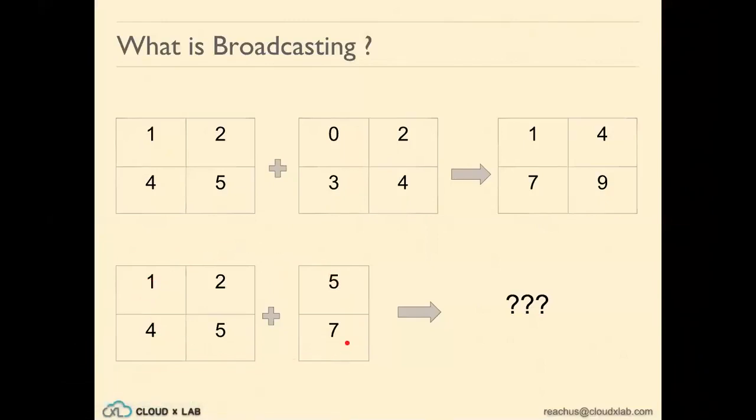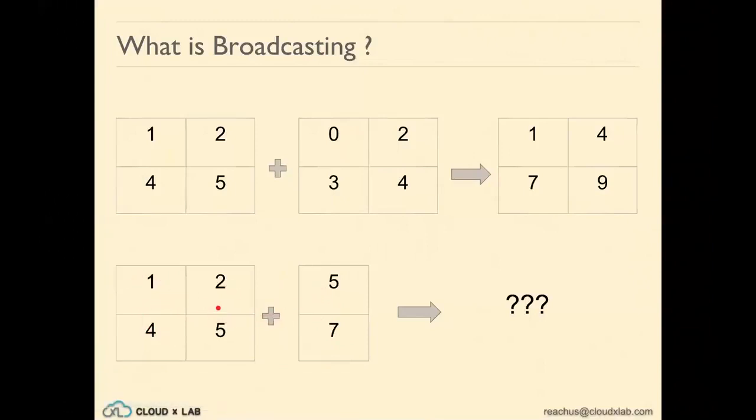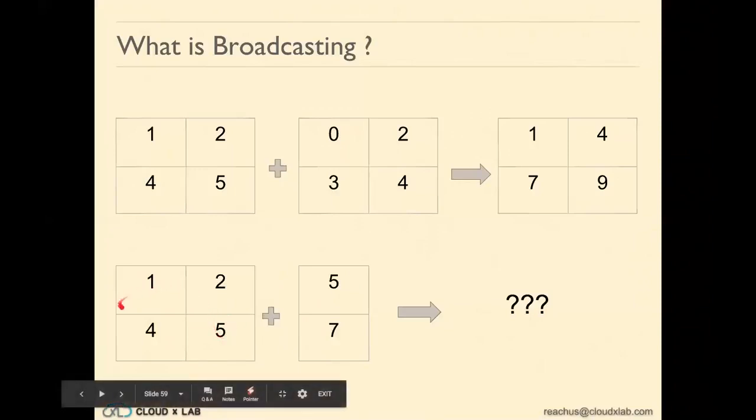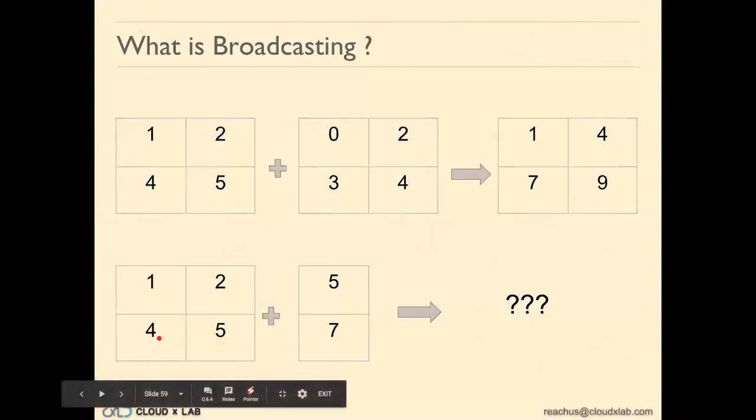Does it give an error? Does it only add this to the first one? Does it add this to both of them? Or what happens? Let's say we have two arrays. First one is 2 by 2. Second is 2 by 1. Now, question to all of you is, when we add these two arrays with different shapes, what will happen?